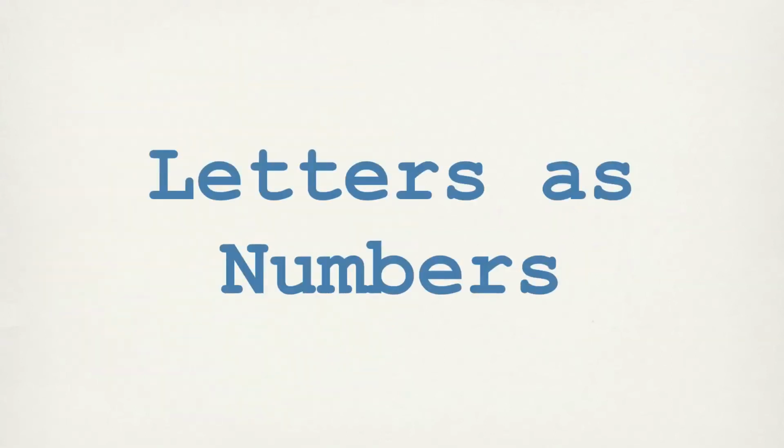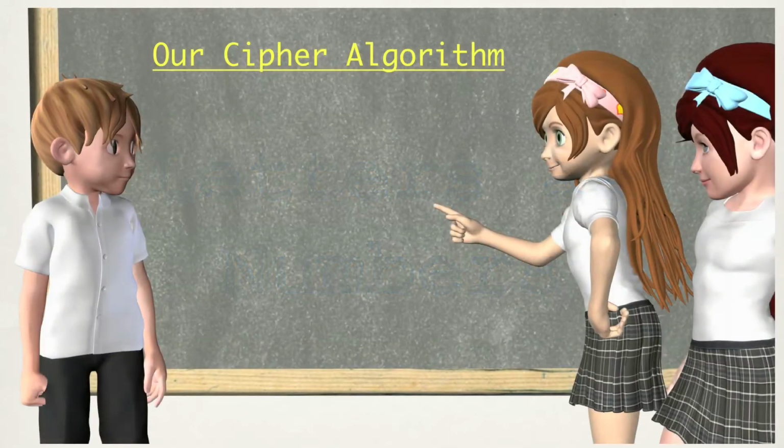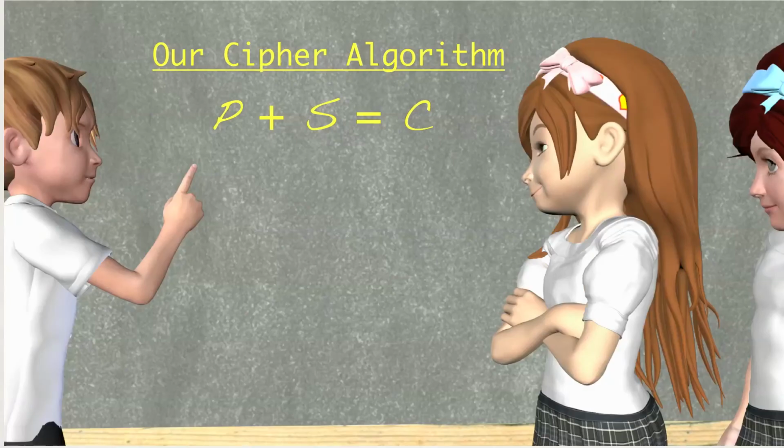Alice likes math. She figured out a formula for their cipher. It works by treating letters like numbers. P is the plaintext letter, and S is the key, the letter for the shift. We add the plaintext and the shift to find the ciphertext letter, C. Bob disagrees. He tries it out.